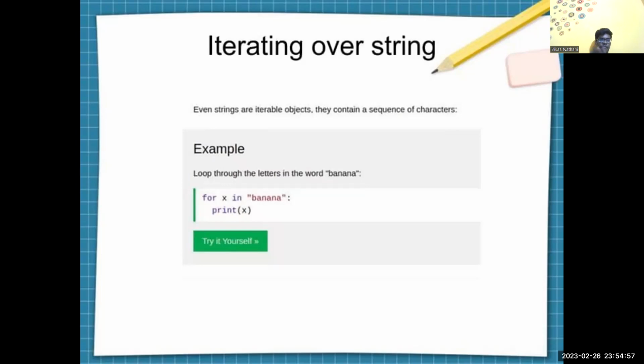Let's see: for x in banana, loop through the letters in the word. Each letter of banana is stored in x, then print x. Every letter in banana will be printed. The output will be B, in the next line A, in the next line N, then A, N, A. Each letter of banana will be printed. That's the use of for loop.